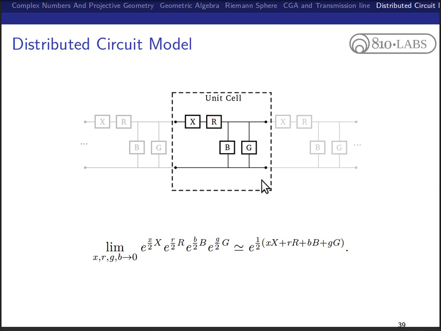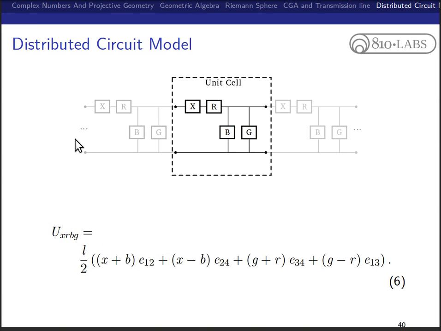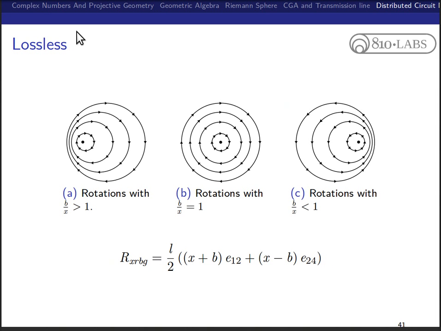Okay, so this unit cell is just a rotation in this bivector, which is some complicated bivector, which looks like this. Okay, so here we can see it's a rotation in 4 planes, and the amount of rotation in each one of these planes is given by these expressions relating their reactance, susceptance, conductance, and resistance. Okay, so what do we do with this?